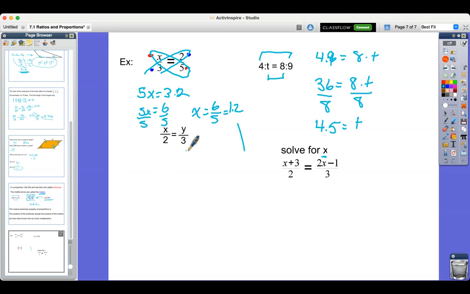All right, so you should have done this and you just cross multiply. You get 3x equals 2y. Can we do anything past that? No. So you just did it, and you're right here. Now this one is telling you to solve for x.